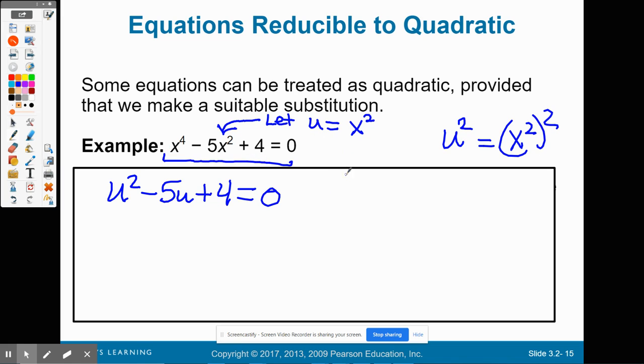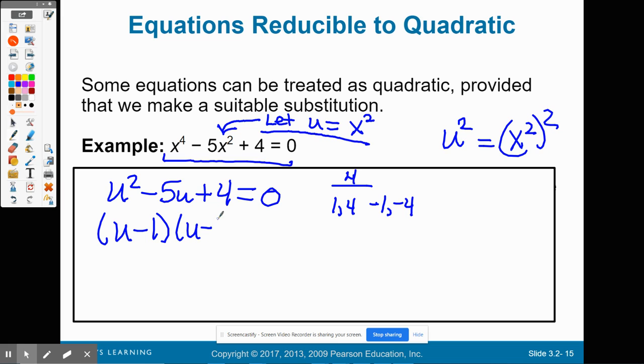So before you start the problem, the first thing you need to do is say, I want u to be x squared. And then you can write a simpler problem. Well, this is really smart of me because this problem is easy to solve. I'll make my list for 4. 1 and 4 gives me positive 5, but I need negative 5, so I'm going to use negative 1 and negative 4. So my new factors are u minus 1 and u minus 4 equals 0. Well, that's easy. So this equals 0 or this equals 0.